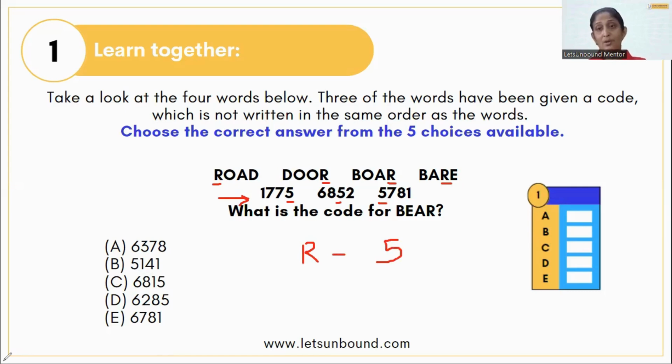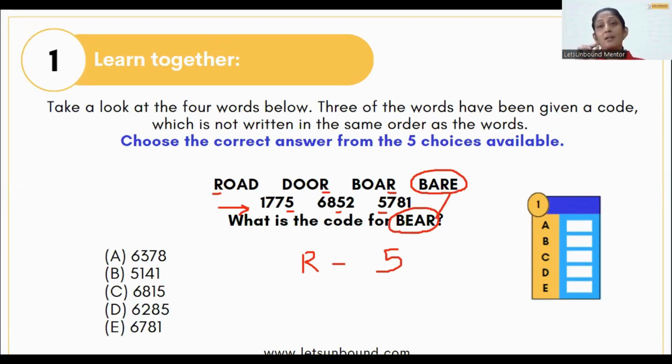Now, which code belongs to which word? Let us do a little more study on that. But before that, we need to find the code for BEAR, and we already have a word with the same letters, BARE. So if I can get the code for BARE, I just rearrange it and I can very easily get the code for BEAR. So my motto here is going to be finding the code for BARE.